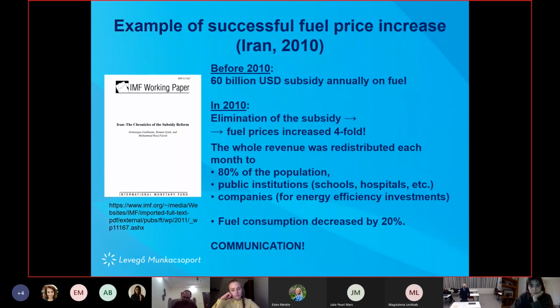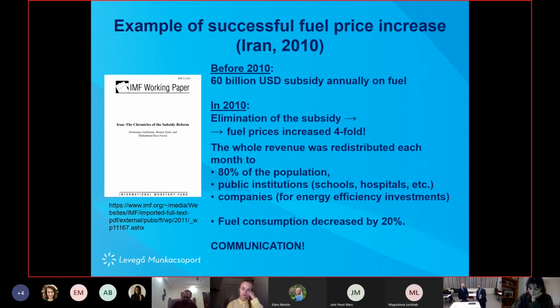So then what happened? Fuel consumption decreased by 20%, and everyone was really happy, and congestion decreased, and air pollution decreased. And what was also very important is that they spent a lot of effort on raising public awareness, communicating about the plans, so that people understood that this is a good move.